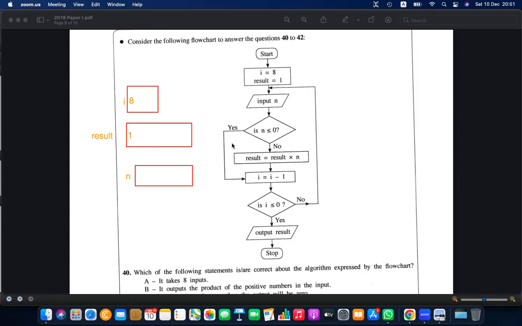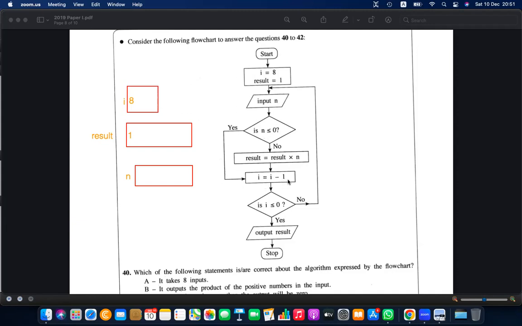you deduct 1 from that. But if it is positive, if it is greater than 0, 1 or above, then the current result will be multiplied by that n. That means if you get a negative number, you skip it and go to the next step. But if it is a positive number, then multiply. That is what this algorithm does.